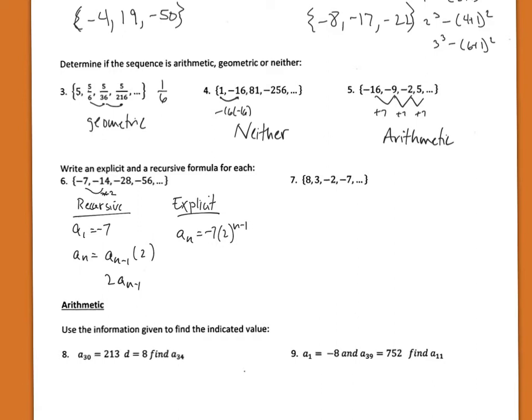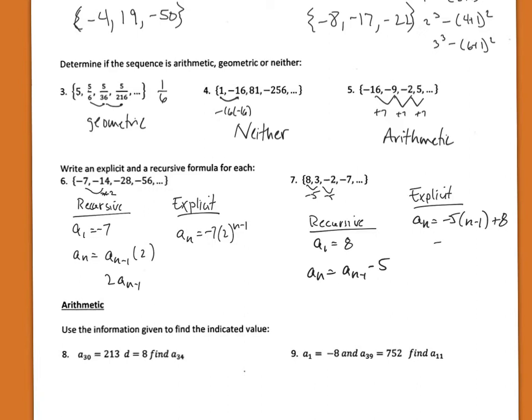In number 7, it looks like, what are we doing? Subtracting 5. So yeah, we're subtracting 5. So for the recursive, the first term is 8. And all the terms that come after that is the term before it minus 5. The explicit, look at the arithmetic. So A sub n is equal to the difference times n minus 1 plus your first term. Please simplify this. We've simplified it the whole time, so continue to do so. So we get -5n plus 13.